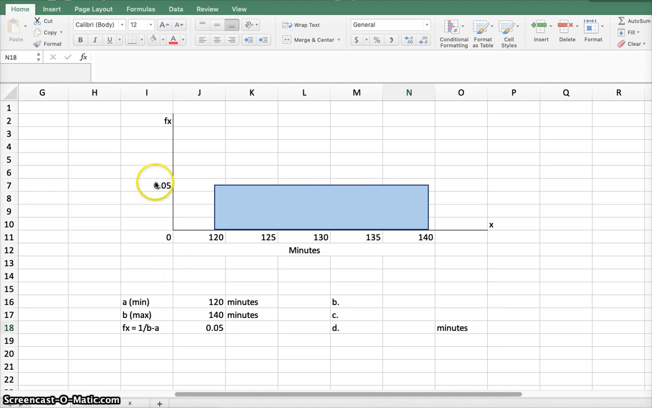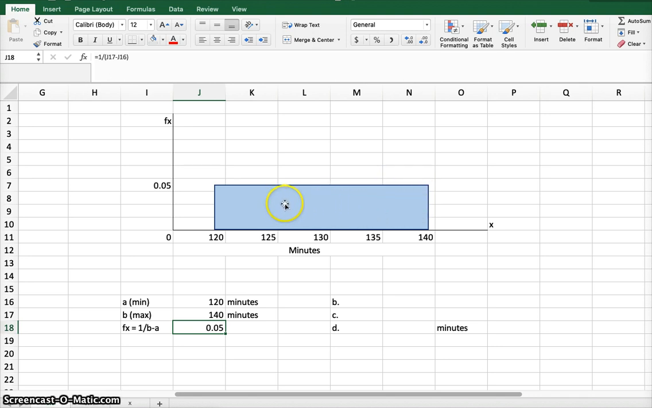And how did I get that probability? That's the first thing I need to do. I need to calculate this uniform probability. And the formula for that is the probability equals 1 divided by b minus a. B is the maximum time and a is the minimum time. So the maximum time I put here is 140 minutes, and the minimum time is 120 minutes. So the probability function for this uniform distribution is 1 divided by 140 minus 120. Okay, and that is the probability. So the probability at any time is 0.05 or 5%.